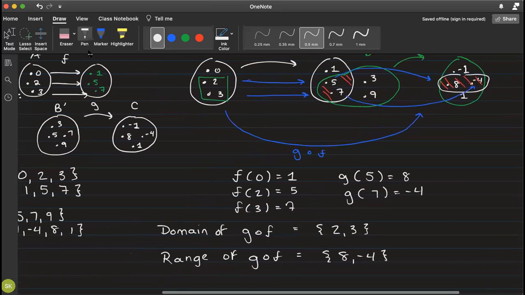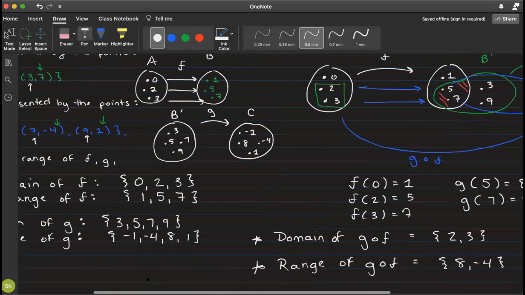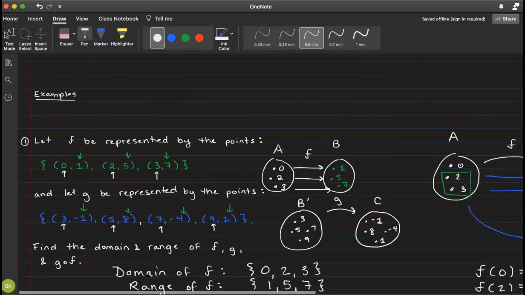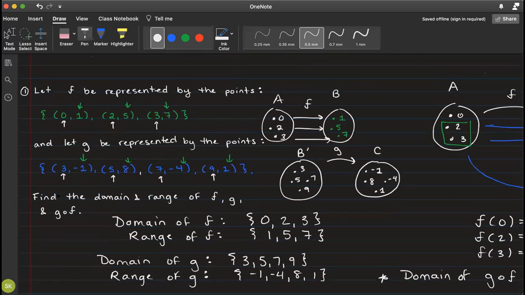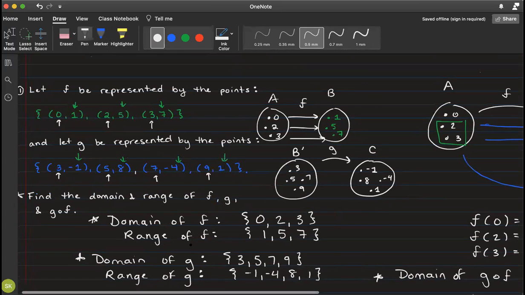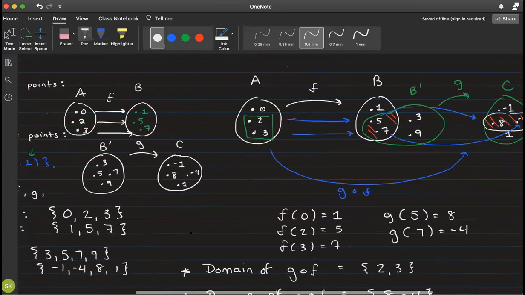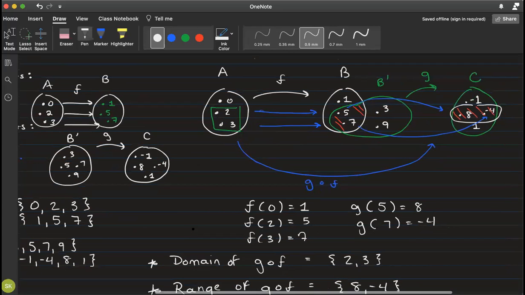Okay, so we found the domain and we found the range. Let's go back over here. So that's what we wanted to do. We wanted to find the domain and the range of F, G, and G composed of F. So all of that is right here. Okay, let's move on to another example.